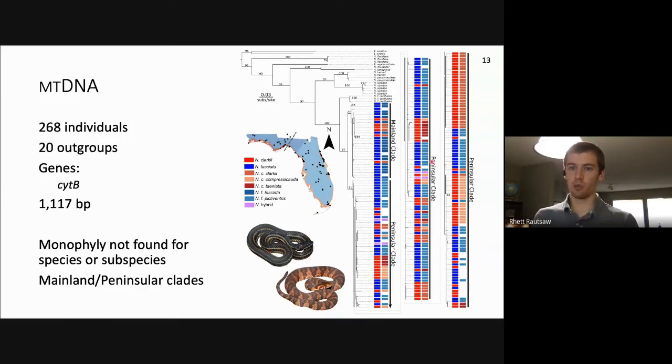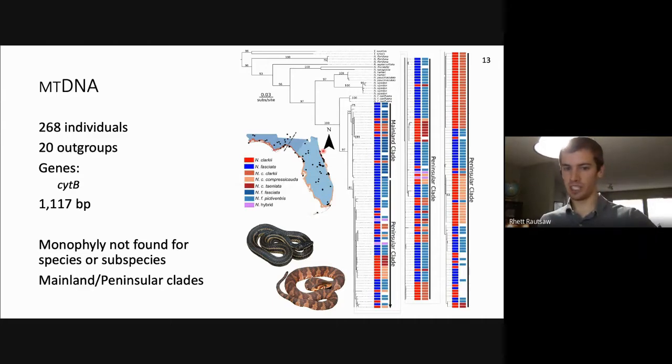And the only real split that we see in this phylogeny is between the mainland and peninsular Florida, right about here. And this is to be expected based on the geographic history of this region. Specifically, this is a really common biogeographic break seen in many other taxa, including plants, salamanders, other snakes. And this break is caused by Pleistocene sea levels, which separated the peninsula from the mainland.